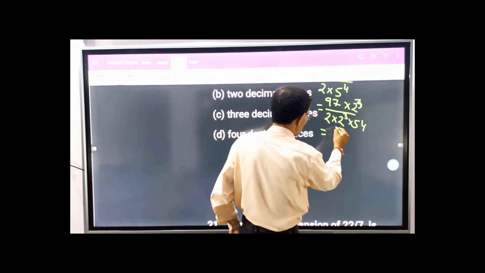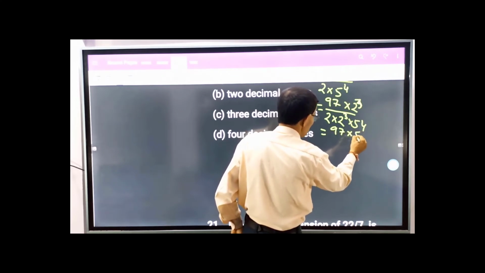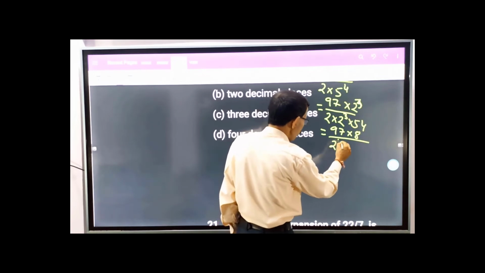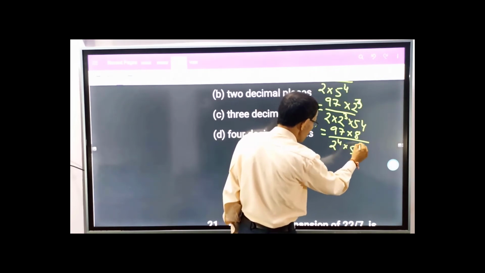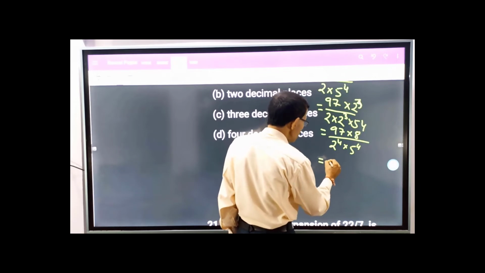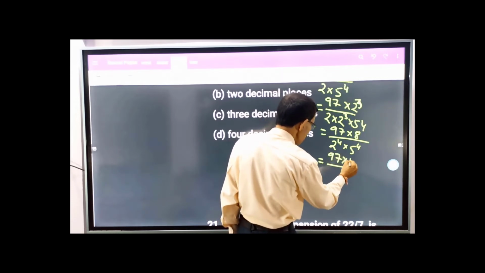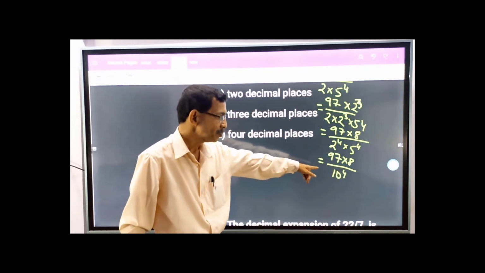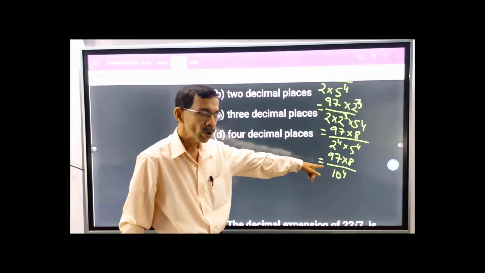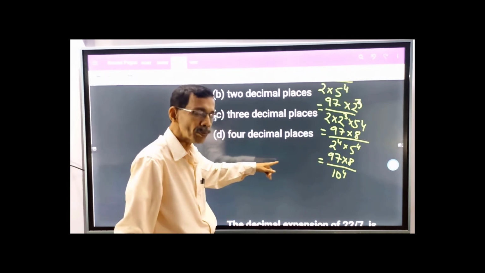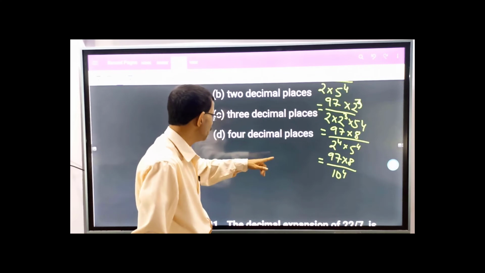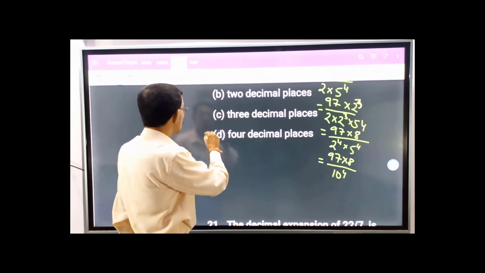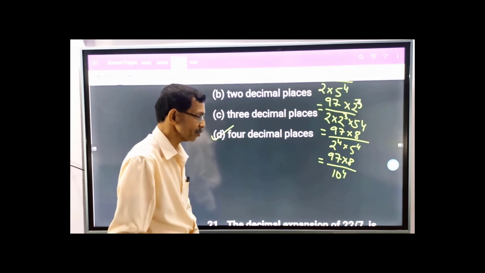So further this I can write as 97 into 8 divided by 2 raised to 4 into 5 raised to 4. So this will be 97 into 8 divided by 10 raised to 4, and when we see it is 10 raised to 4, we have to shift 4 decimal points towards the left. So it will terminate at 4 decimal places. So B is the correct option.